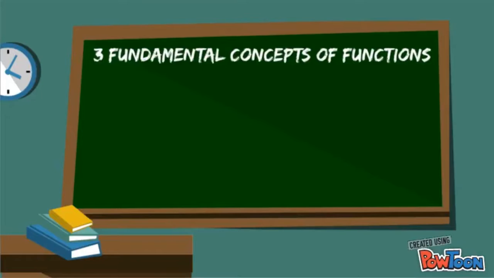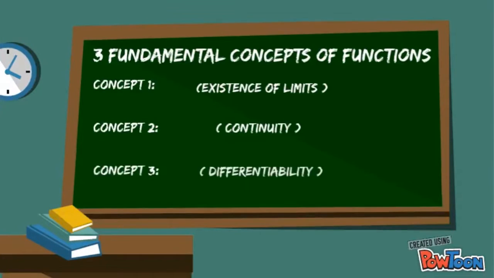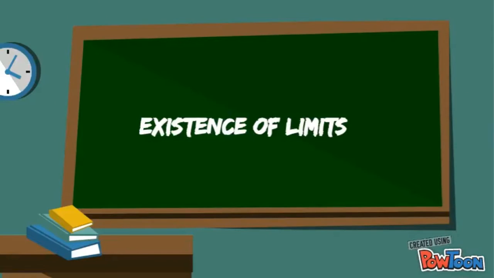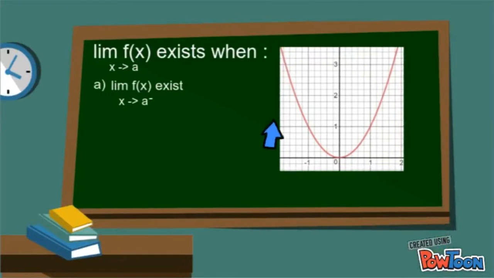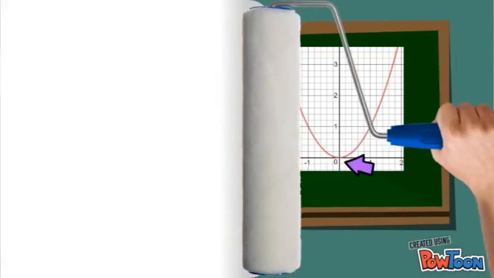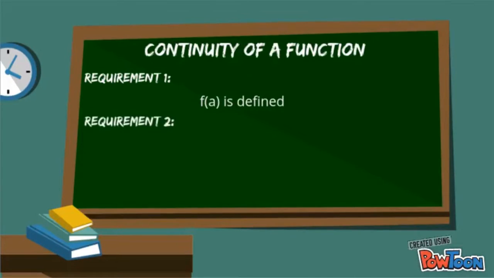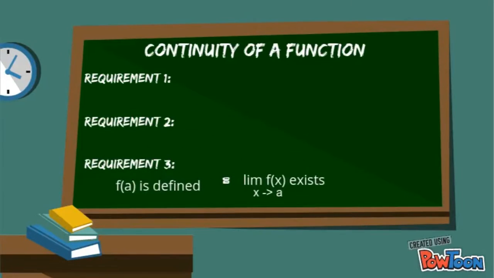Three fundamental concepts of functions: existence of limits, continuity, and differentiability. The limit of f(x) exists when the left side limit exists, the right side limit exists, and both sides are equal. For a function to be continuous, f(a) has to be defined, the limit of f(x) as x approaches a exists, and both sides have to be equal.